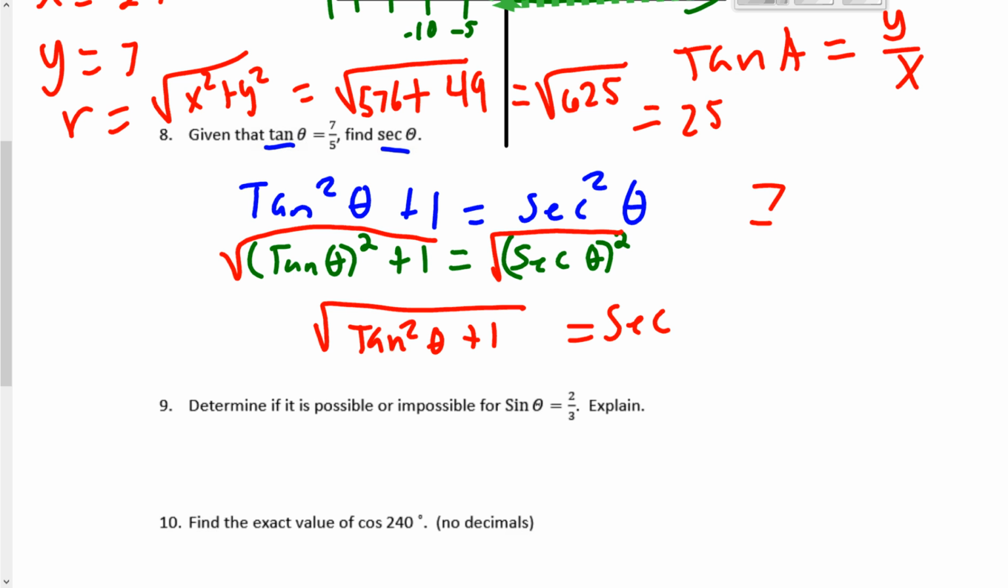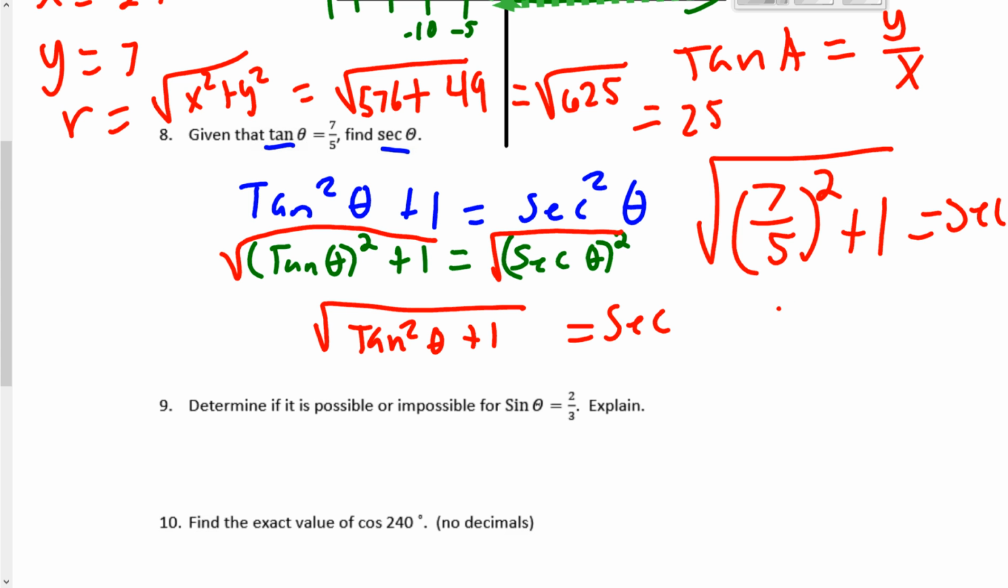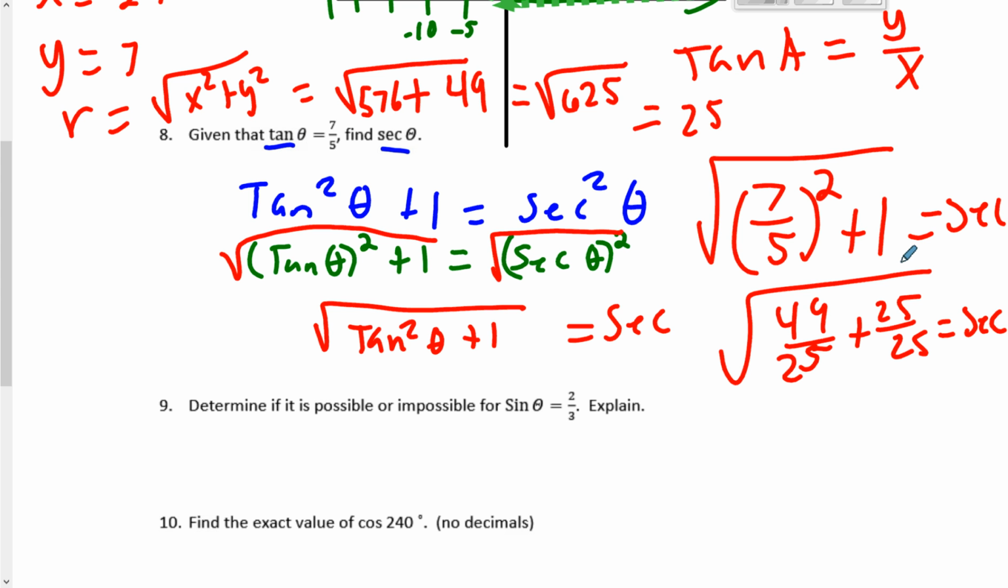So that's 7/5 being squared and then adding 1 to it and then square rooting it. That's my secant. Okay, so that's 49 over 25 plus 25 over 25, because isn't 25 over 25 1? So that's adding 1, and then after I add it, I have to square root it. Now I can go ahead and add my numerators because they have common denominators, which that 25 is really nice, because when you square root that, you'll get 5. So 49 and 25 is 74, and then when I square root this, that's my secant.